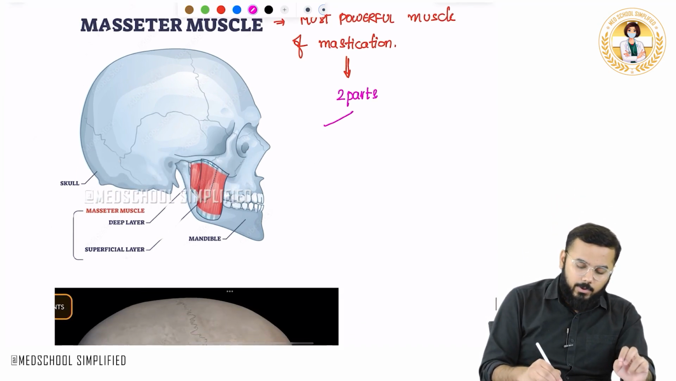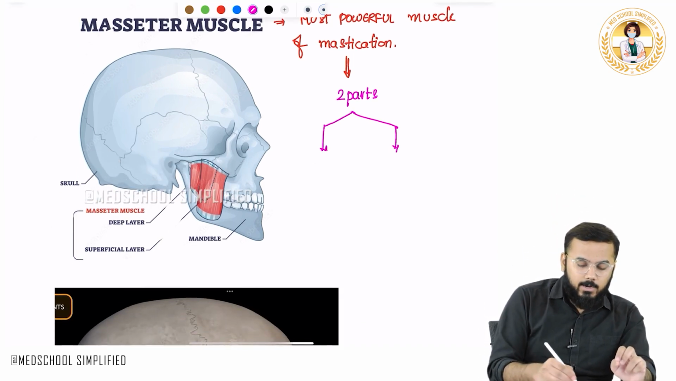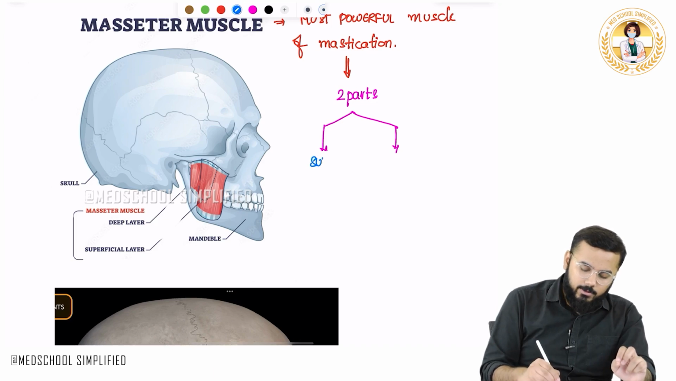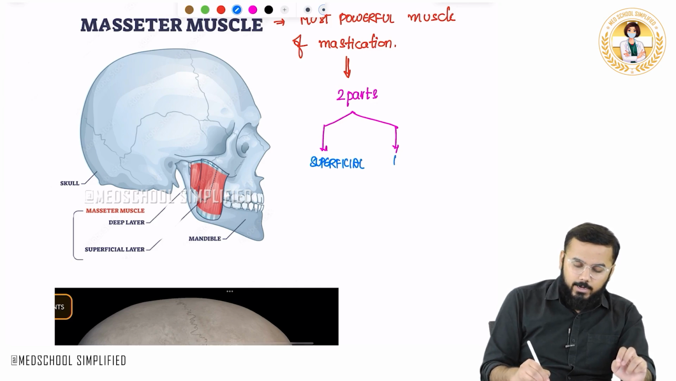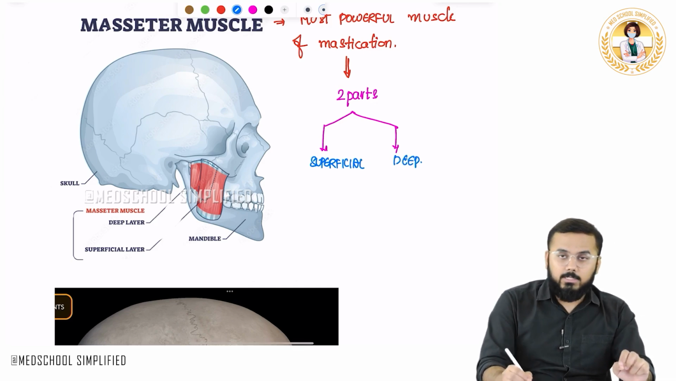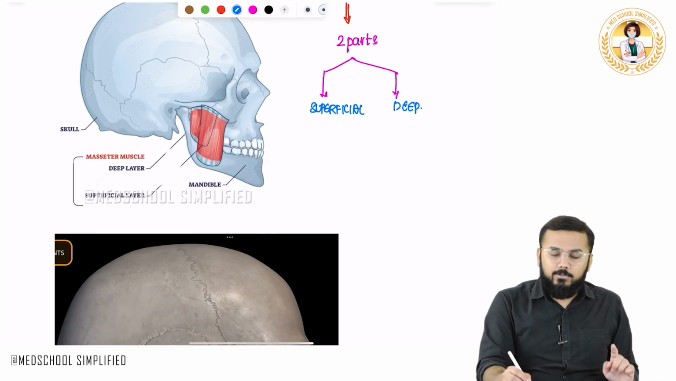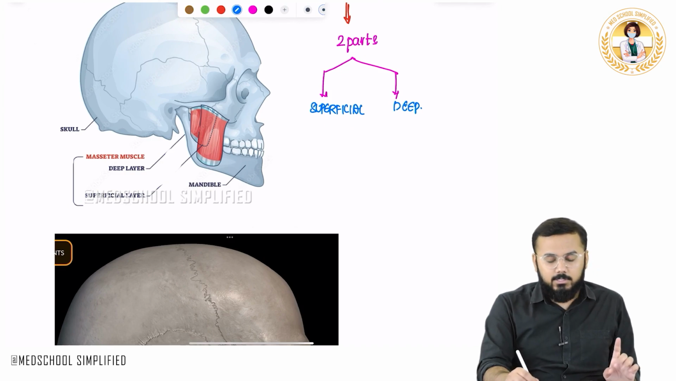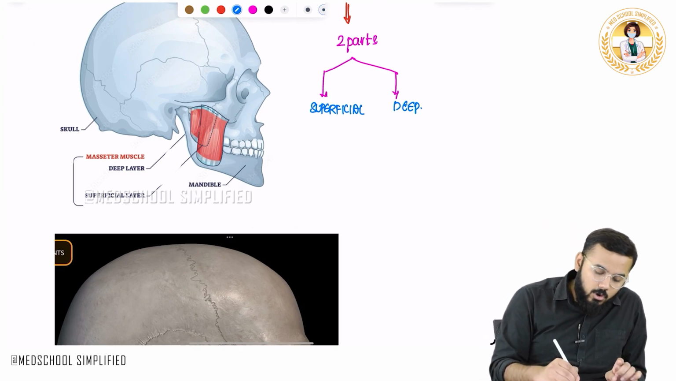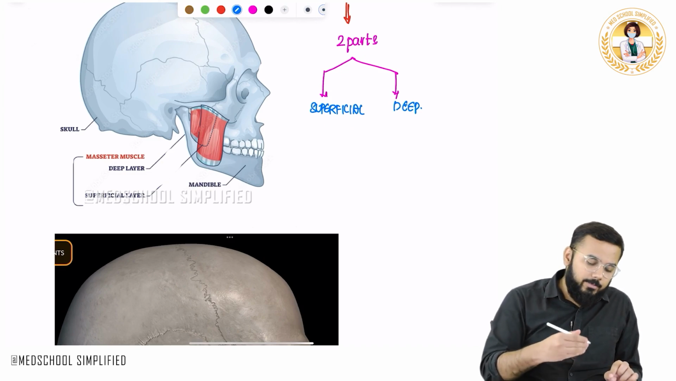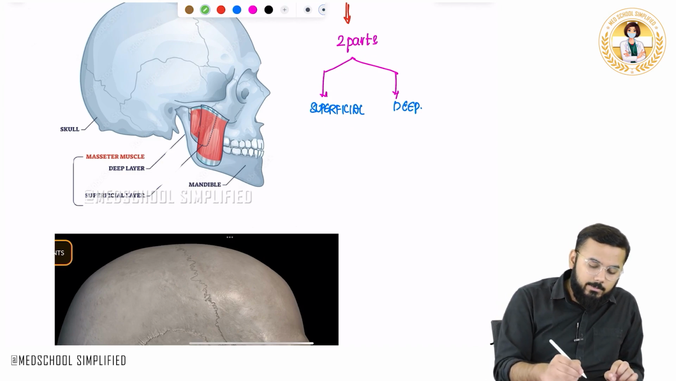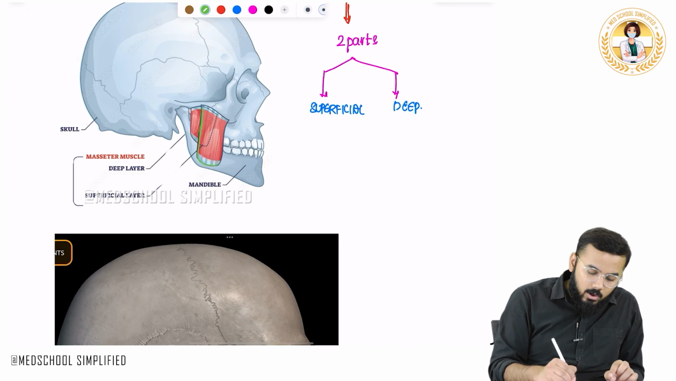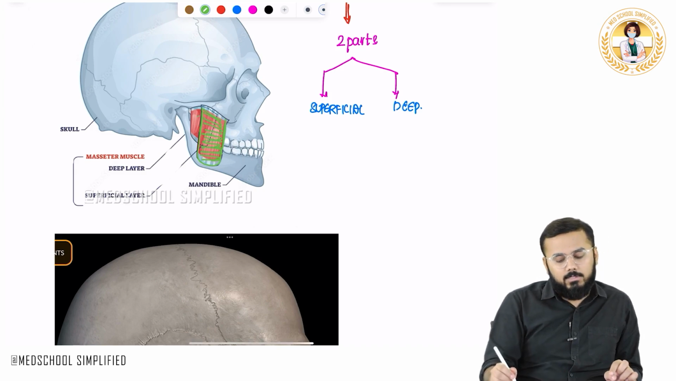What are those two different parts? One is called the superficial part and the other one is called the deep part. In this picture itself you can see which is the deep layer and which is the superficial layer. The muscle which is long here is called the superficial. Behind the superficial muscle, the one which is short is the deep muscle.